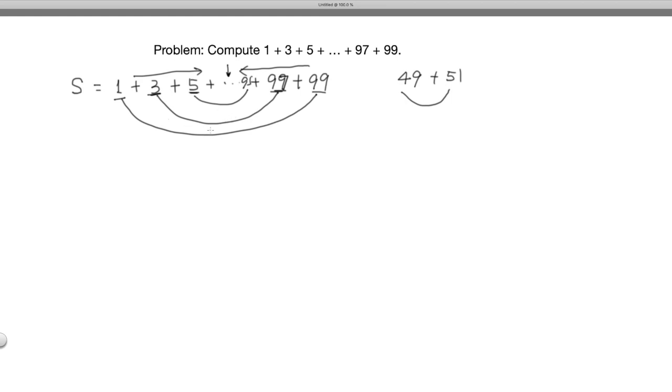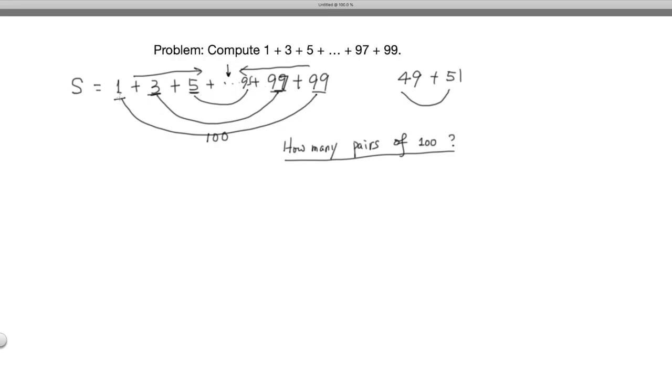So now the question is, we have a lot of pairs of 100, but how many pairs of 100? Again, you can think about this in several ways. One way is because the pairs are going to be complete: every number is going to be in one of the pairs. So as long as we know how many numbers there are in 1, 3, 5, all the way to 99, we know the total number of pairs is going to be the total number of numbers divided by 2.